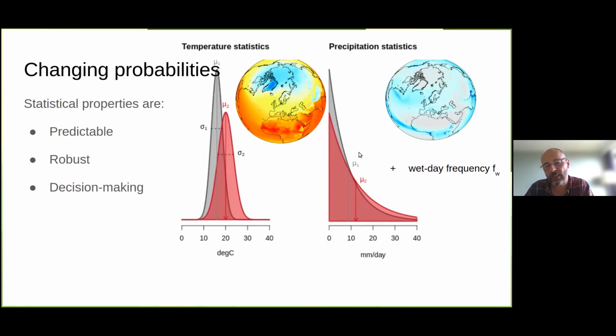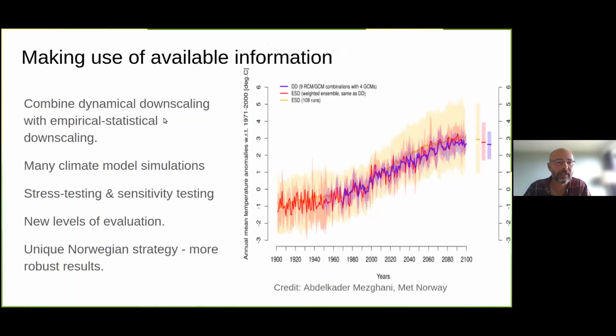So this is what they mean by mean precipitation, which is the parameter that describes the shape of this distribution. And if that parameter changes from the gray to the red, you see that the curve changes shape as well. And the probabilities also shift with that. So if we can do that, then we can actually give some fairly robust answers.